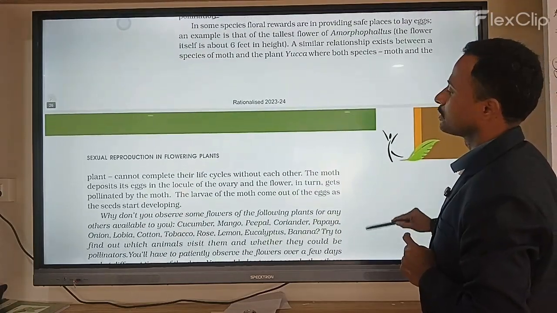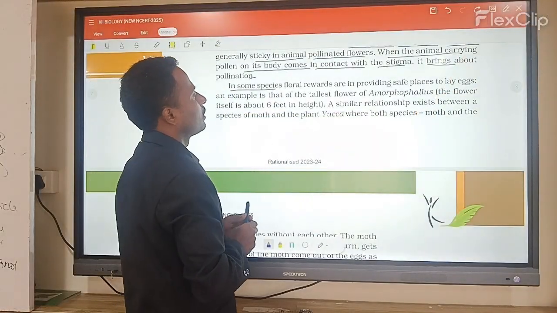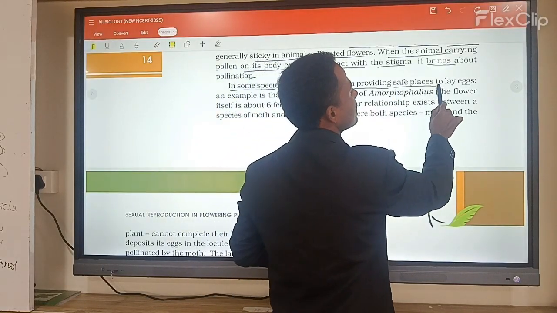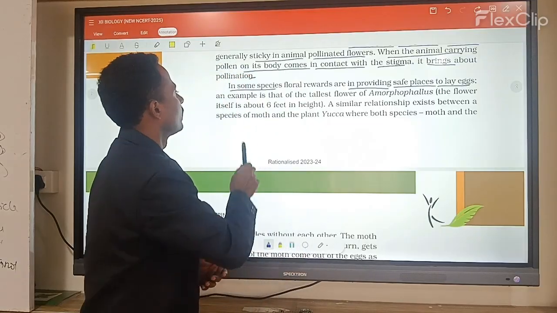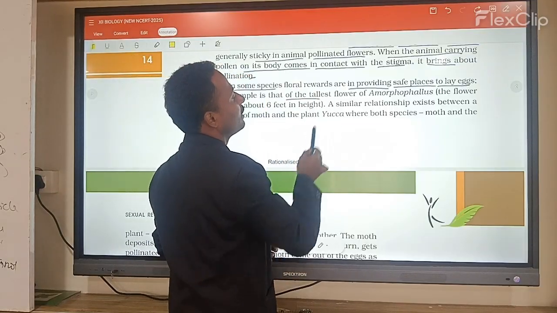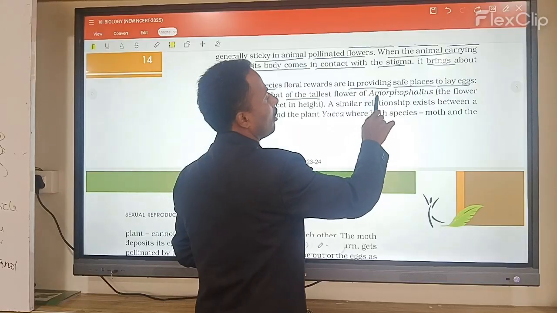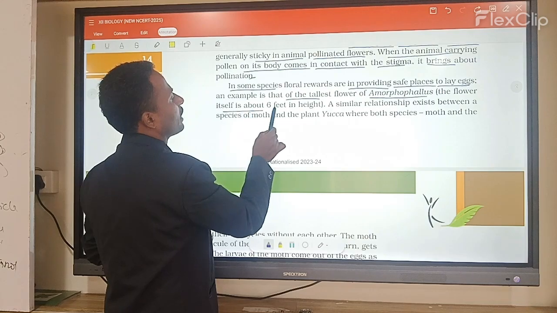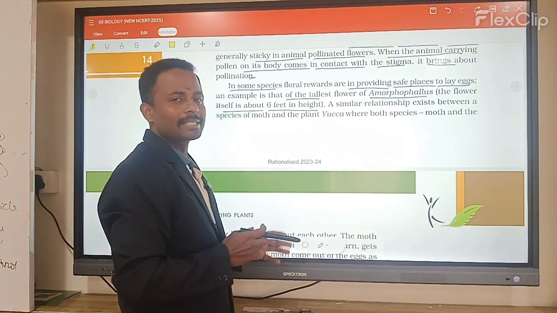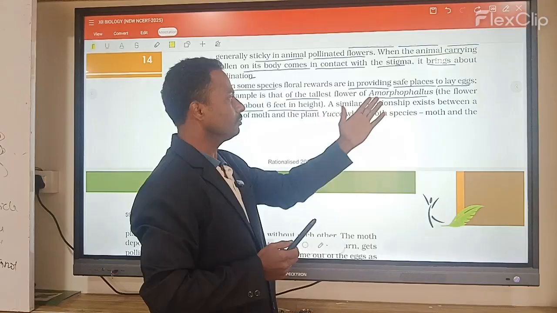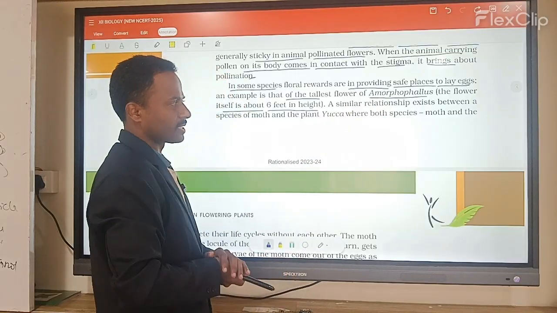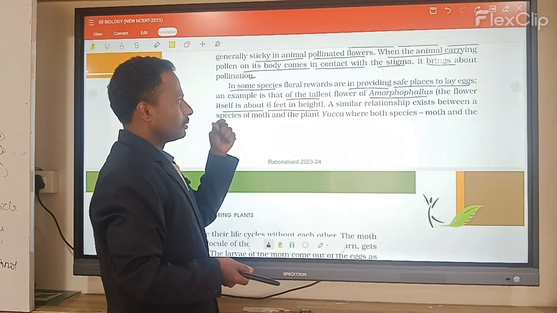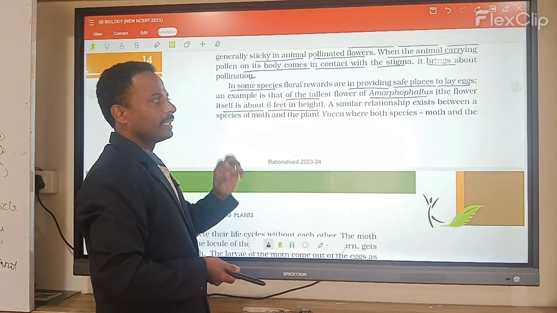Okay, next, in some species the floral reward is providing a safe place for laying eggs. An example is one of the tallest flowers, Amorphophallus. The flower itself is about 6 feet in height. In species like Amorphophallus, large flowers are produced, and they protect the eggs laid there as a floral reward.